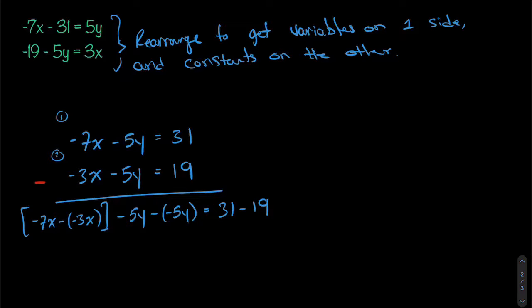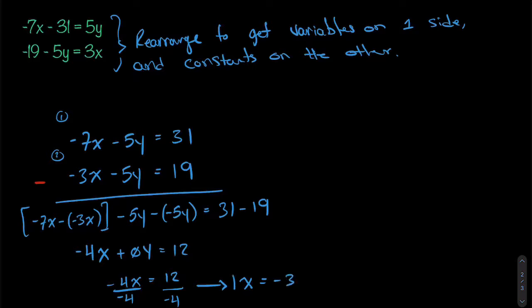Well, negative 7x minus negative 3x, that's the same thing as negative 7x plus 3x, which is negative 4x. Negative 5y minus negative 5y, that's negative 5y plus 5y, which is 0. 31 minus 19, it's just 12. So we're left with negative 4x equals 12. Divide through, and we're left with x equals negative 3.